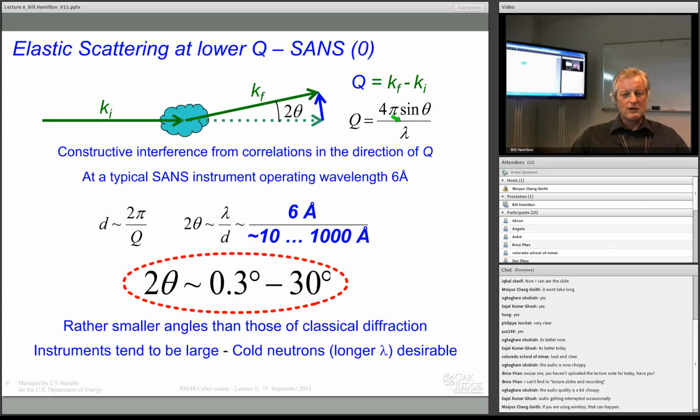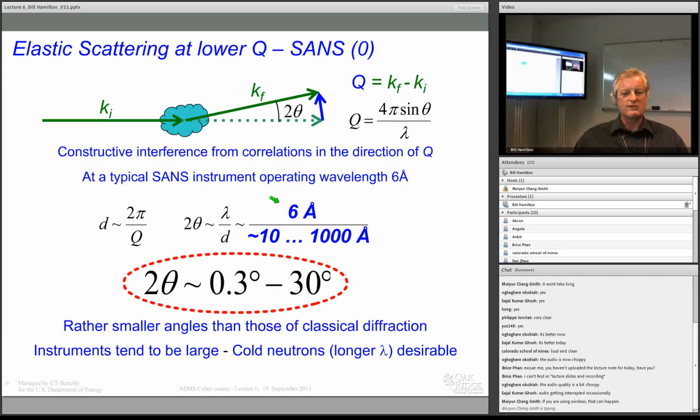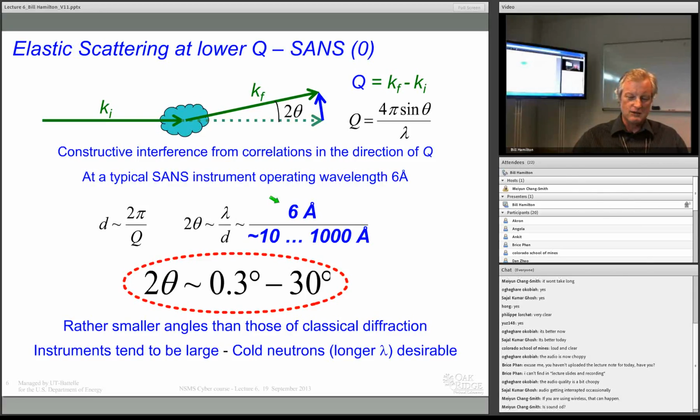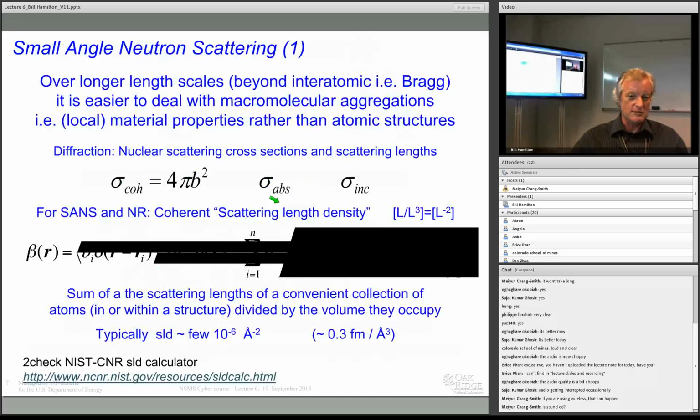If we take the typical wavelength of a small angle instrument, 6 angstroms, and divide it by the typical lengths we said we were interested in, we get a 2 theta of about 0.3 to 30 degrees. This is why it's called small angle scattering, because that's smaller than the kind of angles we would be interested in with normal diffractometers, which go up to basically 180 degrees backwards. Okay, another slide has betrayed us.